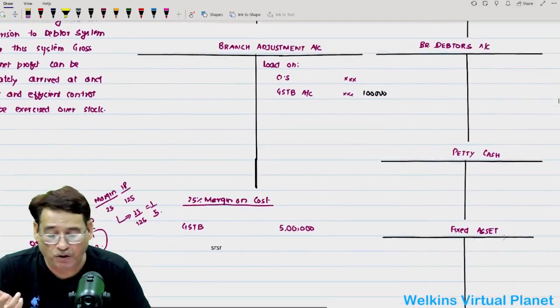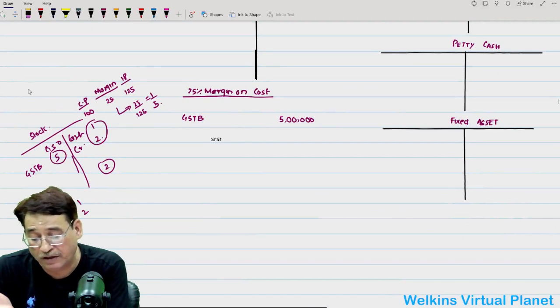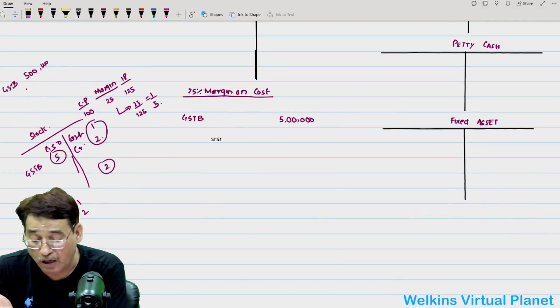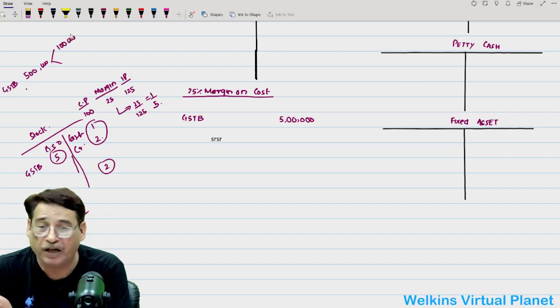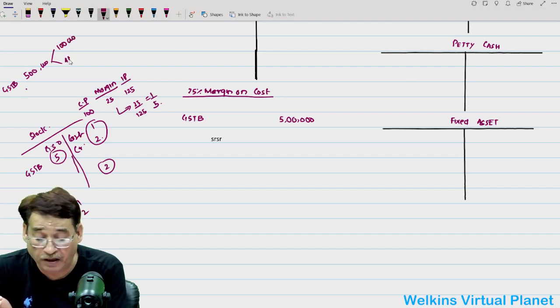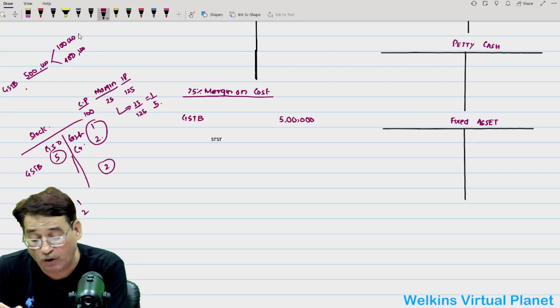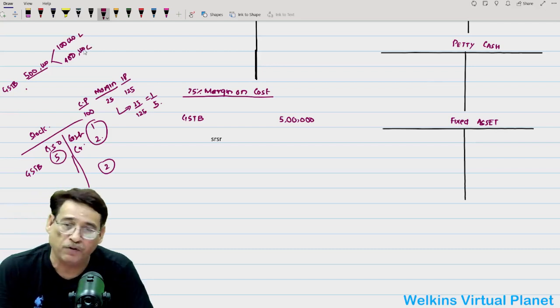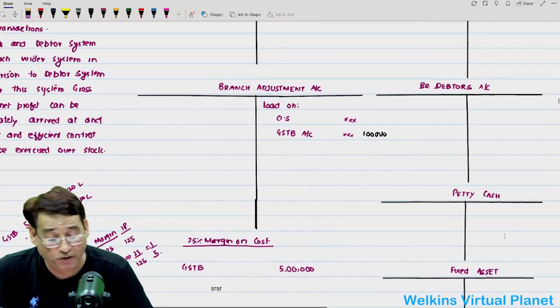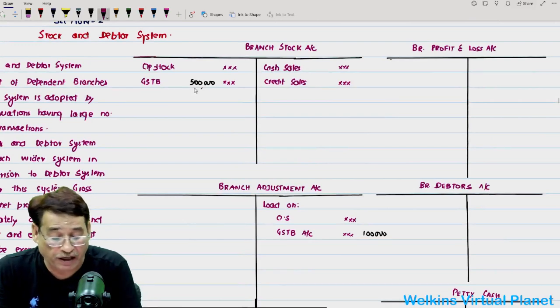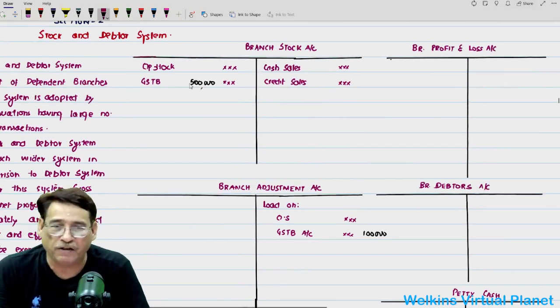I have already told you, suppose in this question, the invoice price of the goods sent is 5 lakh. And in this 5 lakh, there is a margin of 1 lakh. I have already told you 1 by 5, correct? So that means the real cost is actually 4 lakh and the margin is 1 lakh. This is the invoice price of the goods. This is the loading part and this is the cost part of the goods. In the branch stock account, you can see we have written 5 lakh, just to make the point a little bit more clear. Is it clear to you?